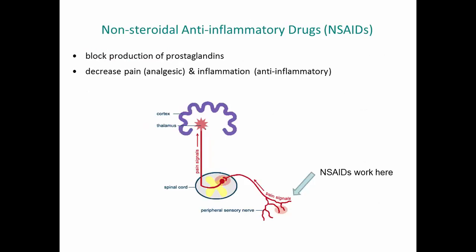So one type of non-opioid analgesic drug is a group of drugs called non-steroidal anti-inflammatory drugs, or NSAIDs, and they block the production of prostaglandins, and they do it right down here at the periphery so that prostaglandins are not produced, and so they don't stimulate those pain receptors. Prostaglandins are also part of the inflammatory response, and so as a result, NSAID drugs not only block pain pathways, but they also reduce inflammation. So they have both of those effects.